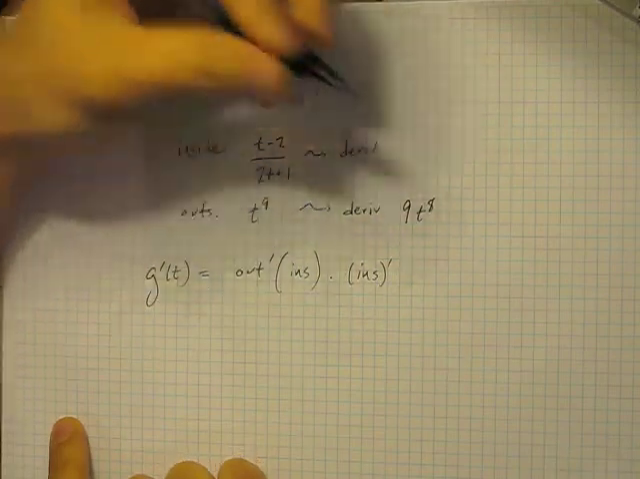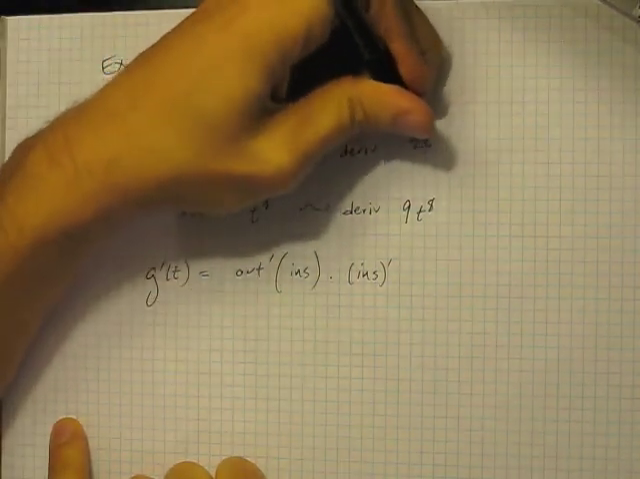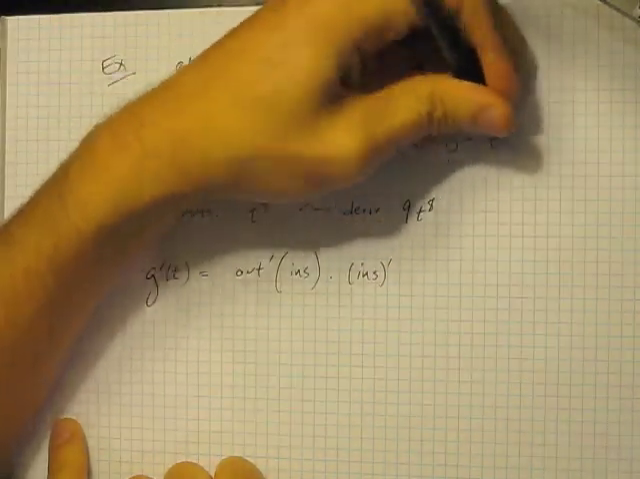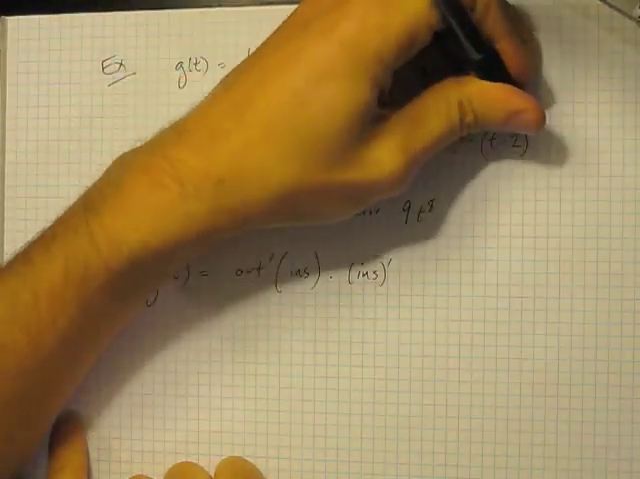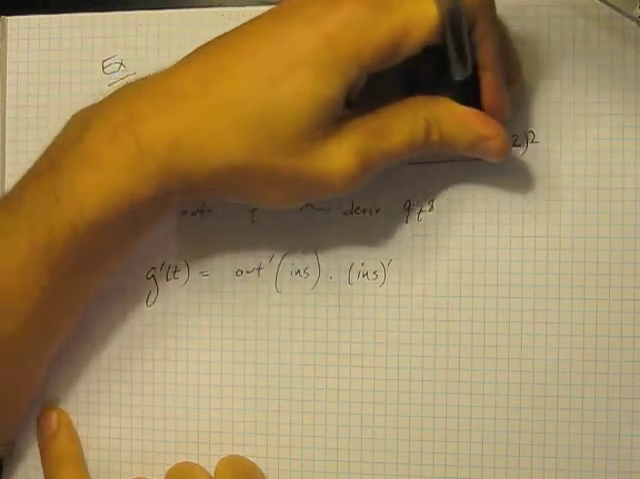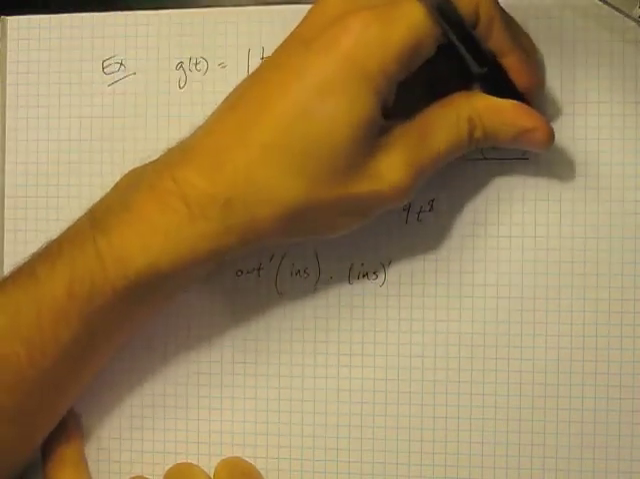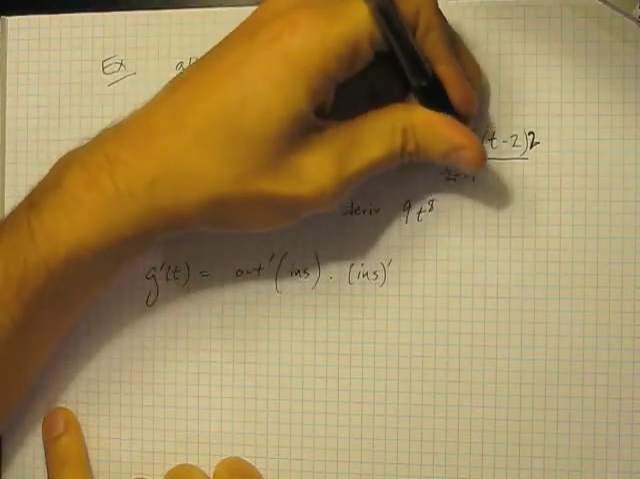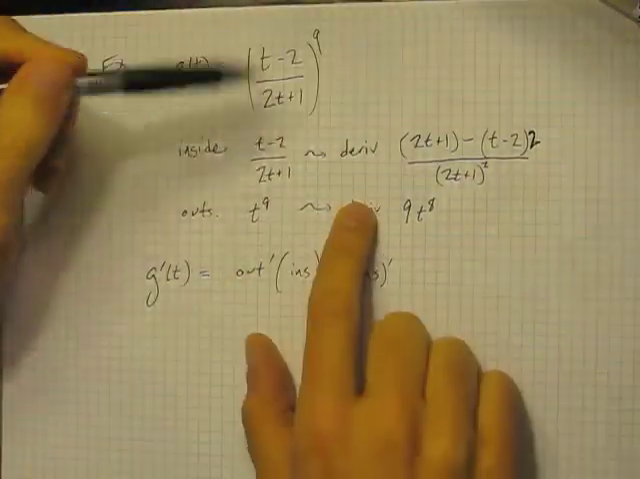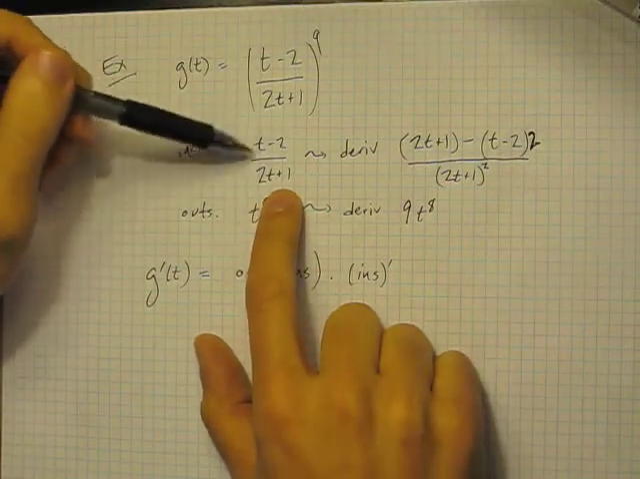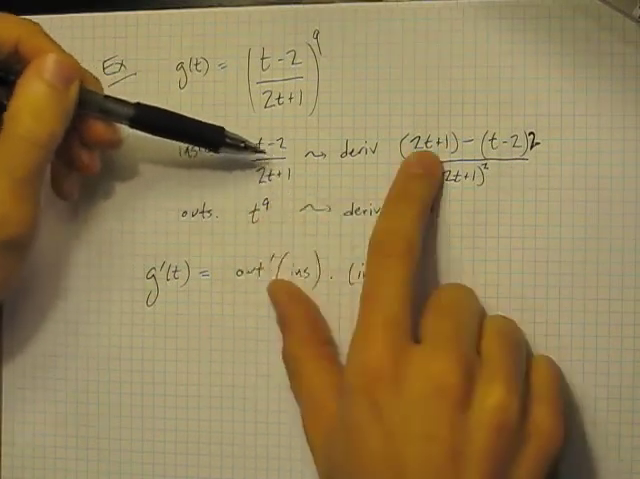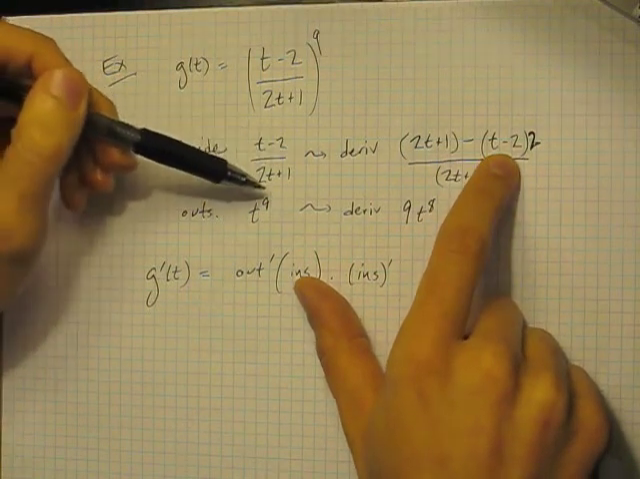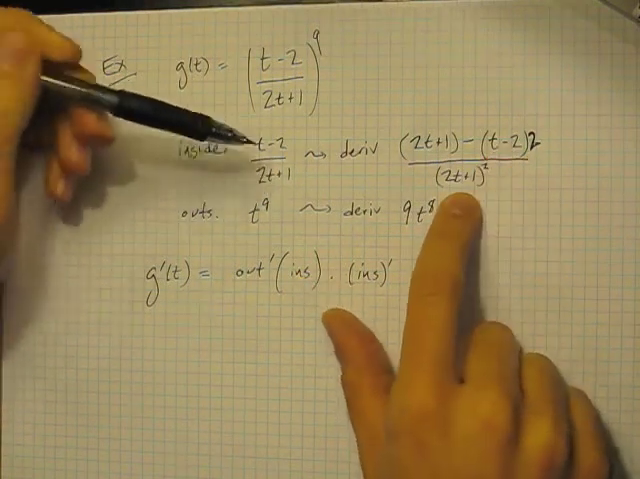So I'll leave this to you to verify that it's (2t plus 1 minus (t minus 2) times 2) over (2t plus 1) squared. That's times 2, not raised to the 2. Okay, this was using the quotient rule. We took the derivative of this, which is just 1, times 2t plus 1, so we get that, minus, left that one alone, t minus 2, times the derivative of this, which is 2, all of that divided by this.